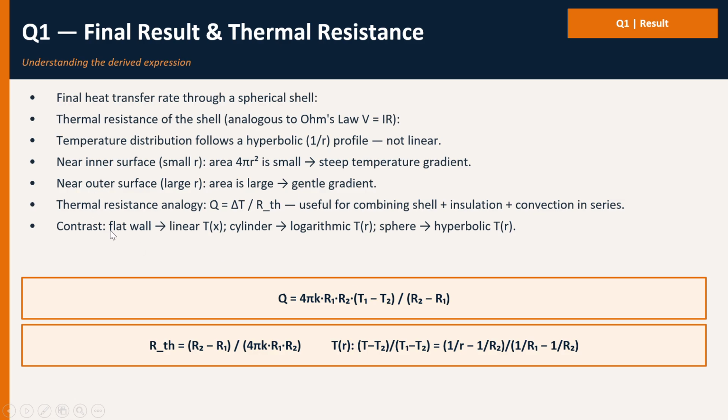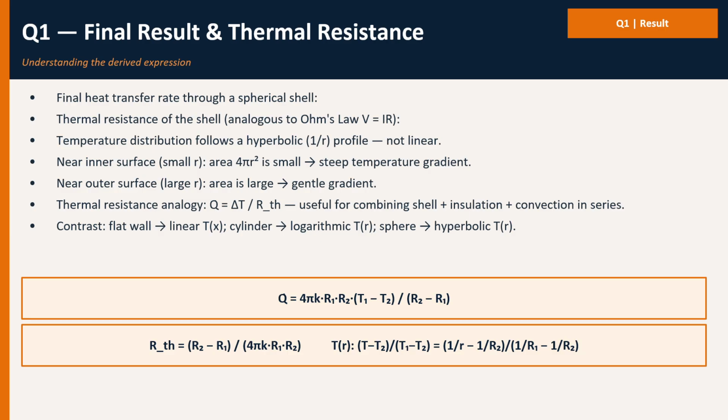The final expression shows that the heat transfer depends on thermal conductivity, temperature difference, and the radii. We can also define thermal resistance similar to electrical resistance. The temperature profile is not linear. It follows a 1 by R variation, that's hyperbolic. And this happens because the surface area increases as you move outwards.